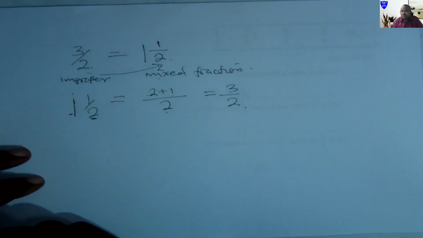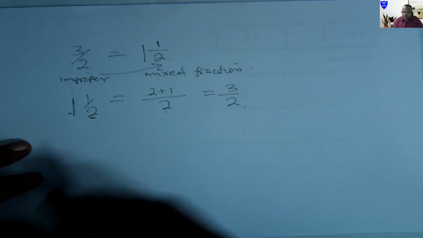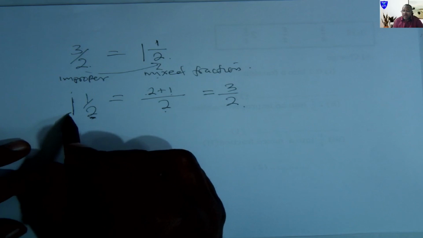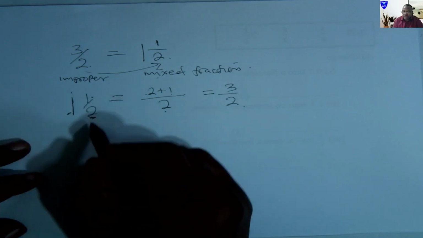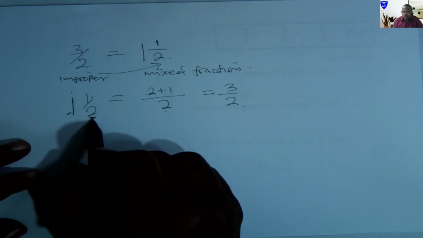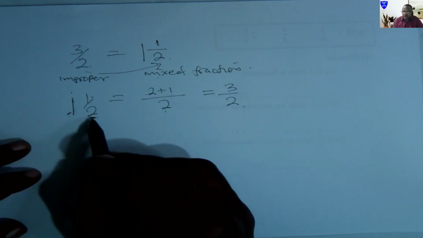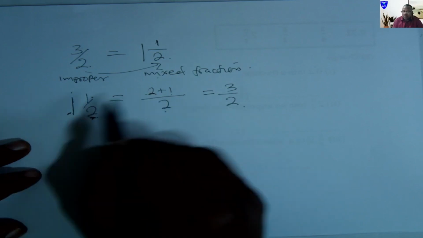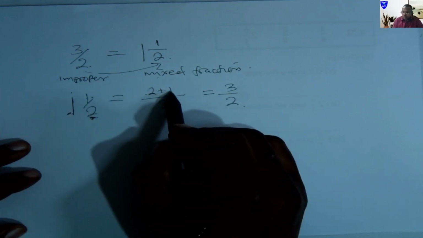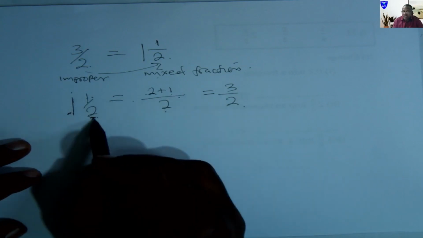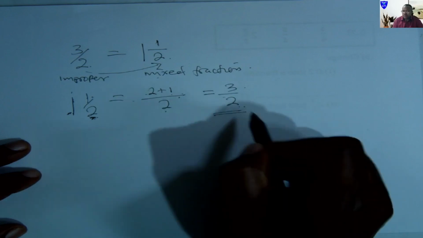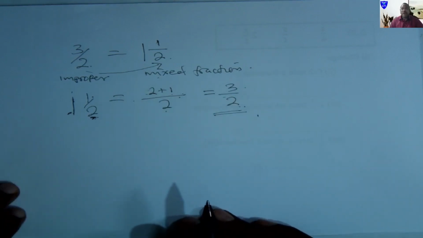Then how do we move from a mixed fraction back to an improper fraction? What we do here is we multiply the denominator by the whole number and then add the numerator. Draw the line and then retain the denominator. So I've multiplied 2 by 1 to get 2, then plus 1, and then all of it divided by 2. When you simplify this, it gives you 3 over 2. Okay? I hope that is very clear, guys.